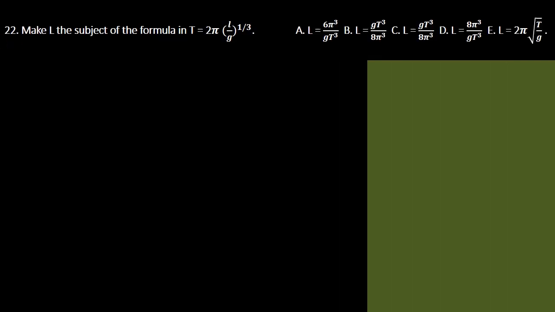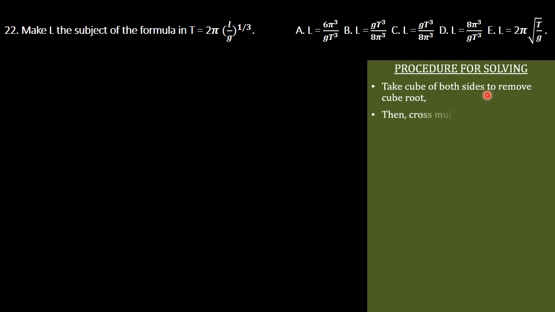Question 22. Make L the subject of the formula in t equals to 2 pi into bracket L over g close the bracket raised to power 1 over 3. Let's check the procedure for solving this. Take cube of both sides to remove cube roots. Cross multiply to clear the fractions. Then divide both sides by the coefficient of the unknown value.